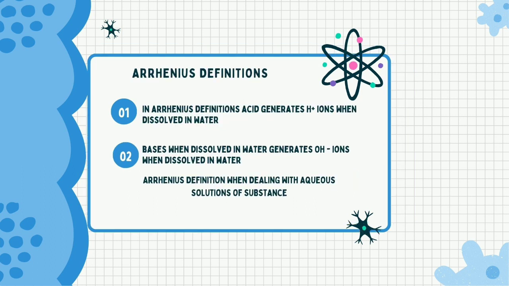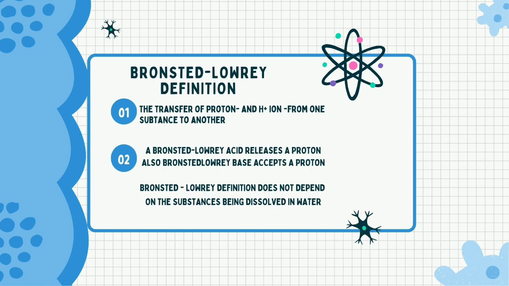In the Arrhenius definition, named after Swedish scientist Svante Arrhenius, an acid is a substance that generates H plus ions when dissolved in water. Bases, when dissolved in water, generate OH minus ions. We use the Arrhenius definition when dealing with aqueous solutions of substances.